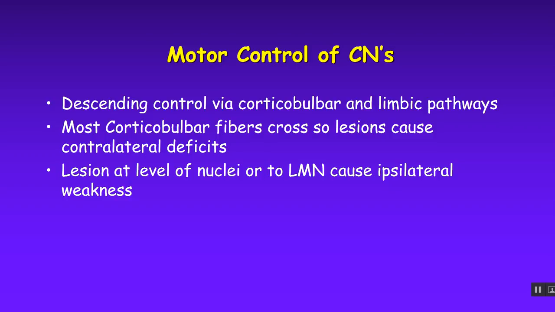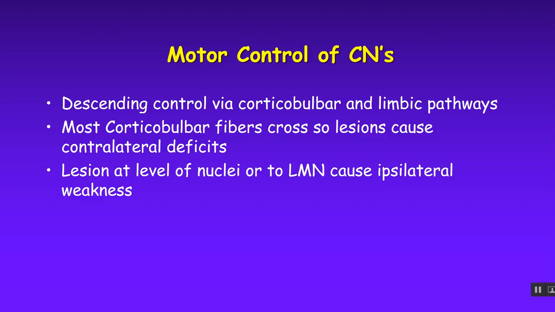Most cortical bulbar fibers cross. So typically, if you have a lesion up in the cortex or in the cerebrum, you're going to have contralateral deficits, okay? So this is an upper motor neuron type lesion. If the lesion is at the level of the nuclei or the actual lower motor neuron, the cell bodies in the nuclei or the nerve, that causes ipsilateral weakness to the lesion. Okay, this is all relative to the location of the lesion.